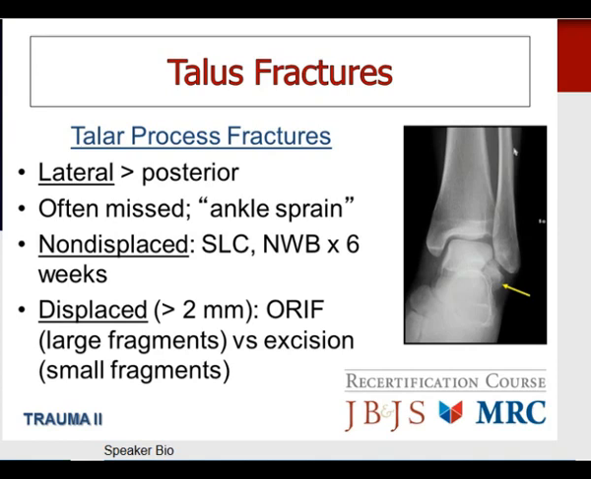Talar process fractures: lateral process fractures are the most common, much more common than posterior talar process fractures. And the importance of lateral process fractures is that they are often missed. The typical clinical presentation is a patient that comes into the office or the emergency department 6 to 8 weeks following a so-called twisting injury to the ankle with a diagnosis of an ankle sprain that's failing to resolve clinically.